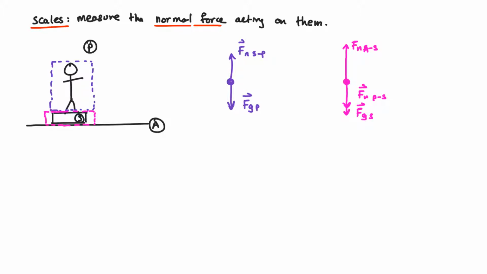Okay, so the definition says scales measure the normal force acting on them. There are two normal forces acting on this: one coming from the surface and one coming from the person. In this case, it is the force from the person onto the scale that is being measured. I'm just going to highlight this with red. It's actually not measuring this normal force over here. That's going to be a different value, but it's the normal force from the person onto the scale.